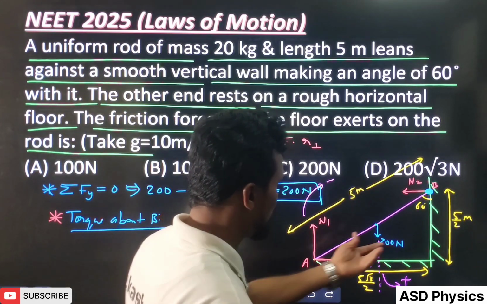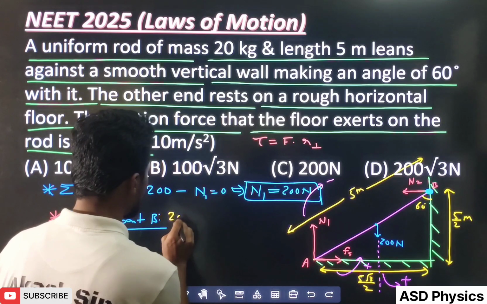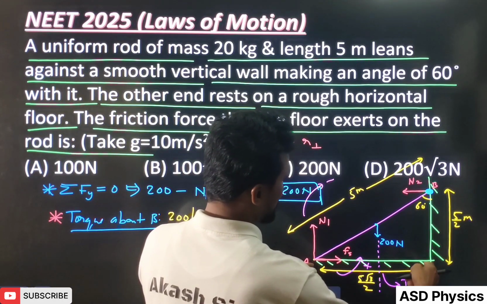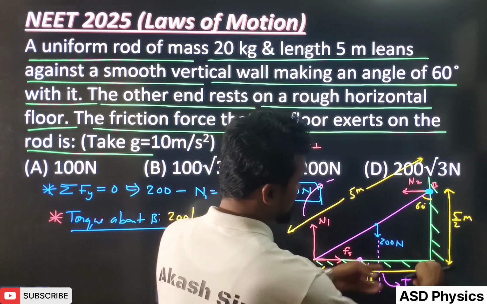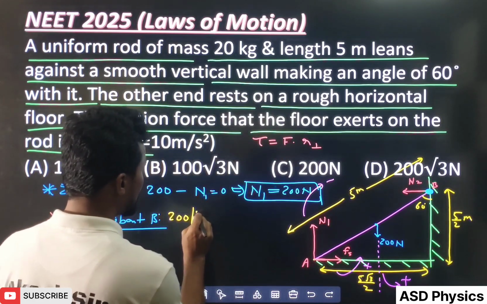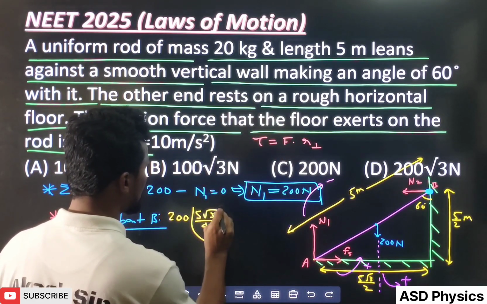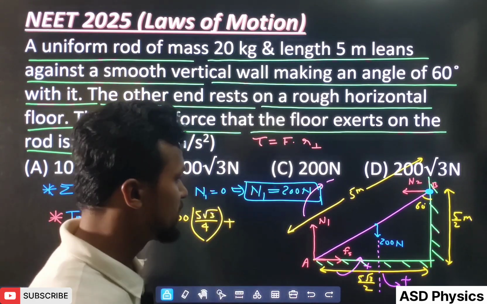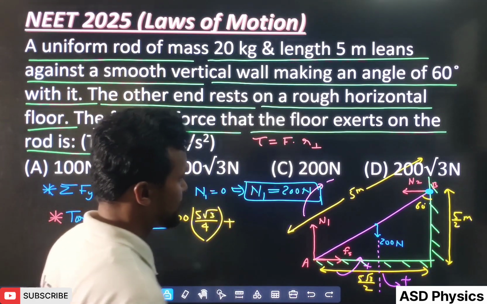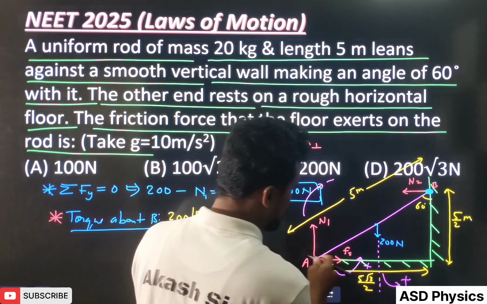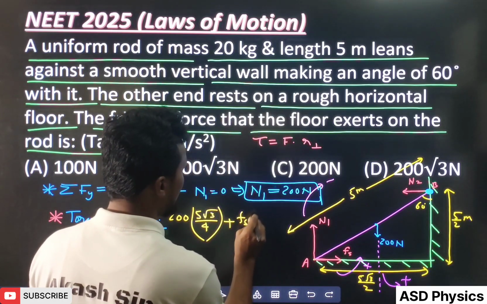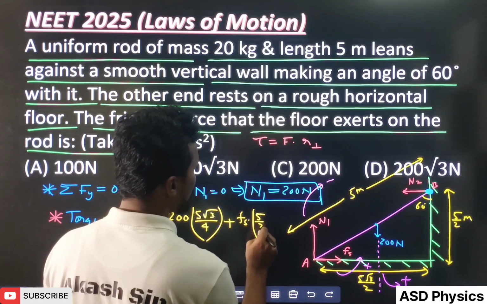First I will write for this one, 200. And see here, this distance, what is given? 5 root 3 by 2. So this one is 5 root 3 by 2 by 2, so it will come here 5 root 3 by 4. Plus, after that, students, this Fs. Fs line of action is here, and this is the perpendicular distance. So I can write here Fs into 5 by 2.